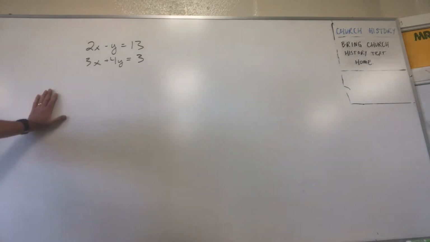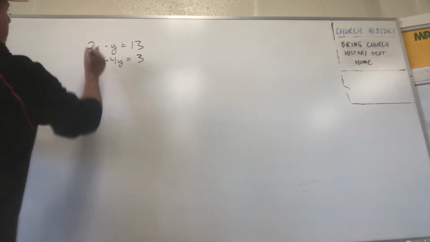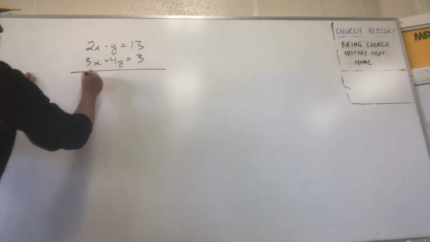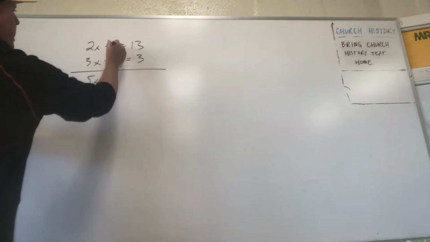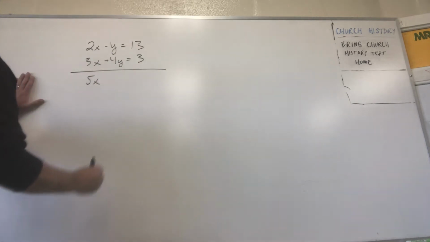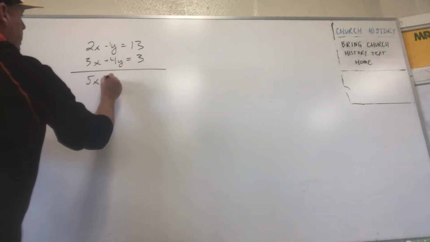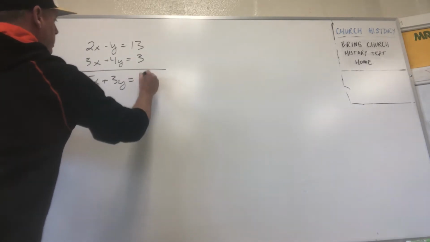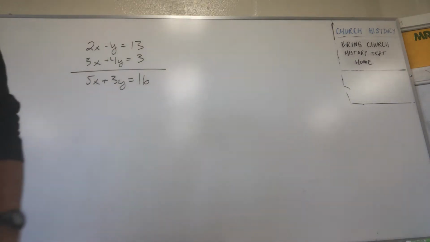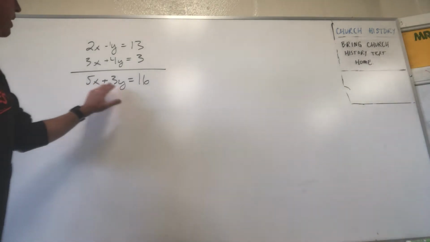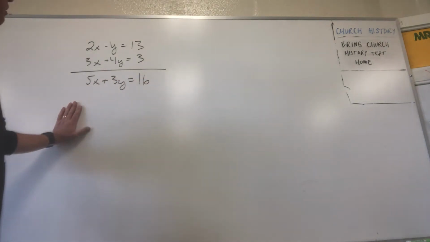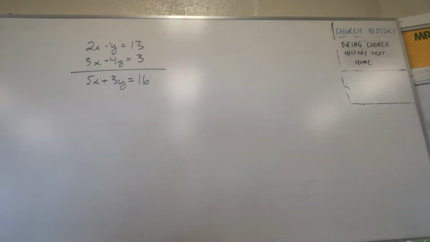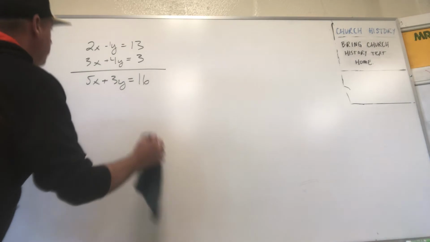How might we do this? Well, if we just added them both, we'd add 2x plus 3x, which would equal 5x. We'd add negative 1y plus 4y, which would be plus 3y, equals 16. We still have no idea what x and y are. But we're going to use what's called the elimination method for this.